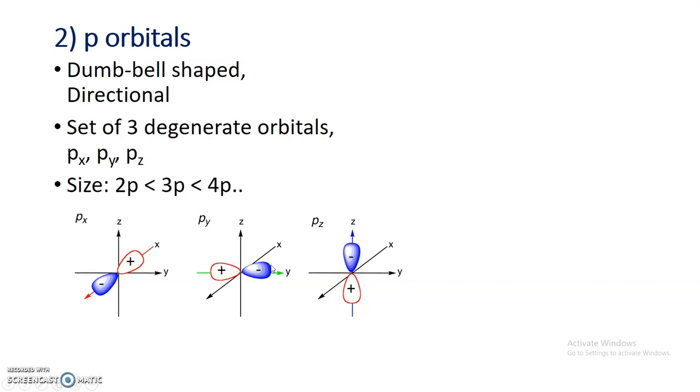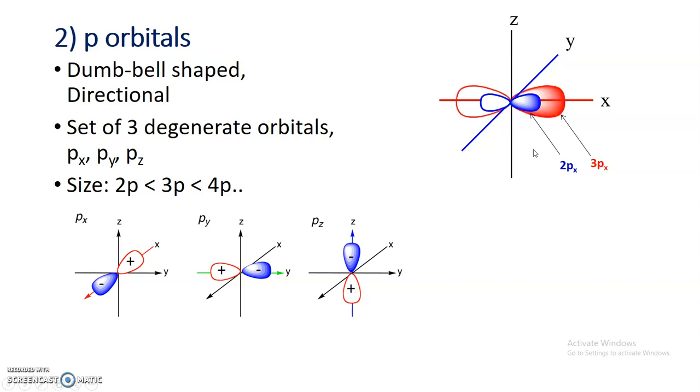Now the size of the p orbital increases with an increase in the principal quantum number. Again, the p orbital starts from the second shell; 1p is not possible, so 2p, 3p, 4p, and the size increases in this direction. Suppose this is the 2px orbital, with a positive lobe and a negative lobe. This is the 3px orbital, which has a larger size than the 2px orbital, and this is the 4px orbital. In all three cases the lobes are oriented along the x-axis, but the size increases as the principal quantum number increases.